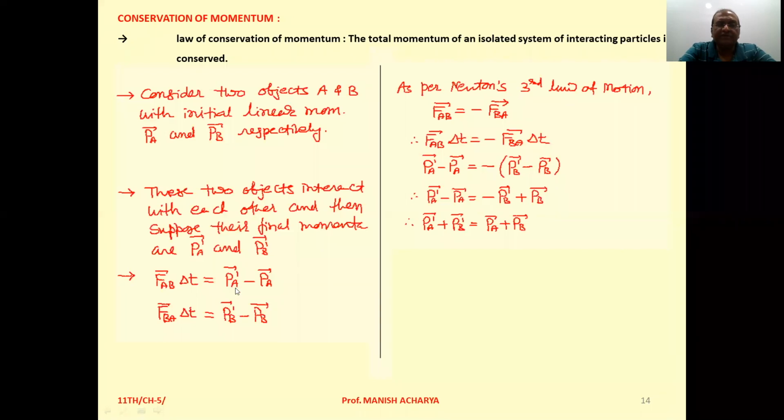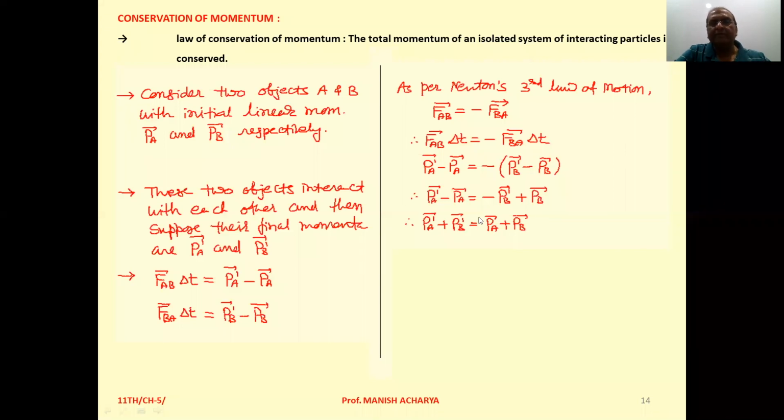But here we can substitute the values of FAB delta T and FBA delta T. So first one, that is PA dash minus PA. So left hand side is replaced by PA dash minus PA. And right hand side is replaced by minus (PB dash minus PB). So we can write PA dash minus PA equal to minus PB dash plus PB. So PA dash, take this PB dash on left hand side. So PA dash plus PB dash on left hand side. Take this PA on right hand side. So on right hand side we will get PA plus PB.